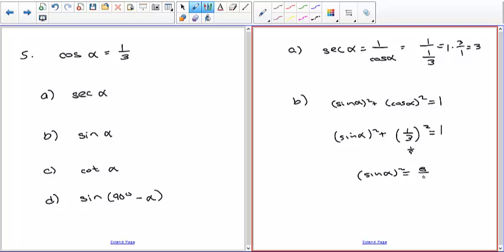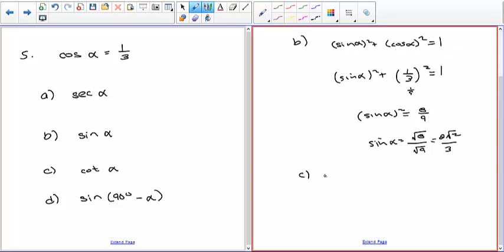So we get 8/9, and therefore the sine of alpha is equal to the square root of 8 divided by the square root of 9. The square root of 9 is 3, and the square root of 8 is 2 times the square root of 2. How did I get that? 8 is 4 times 2, the square root of 4 is 2. So that's that one.